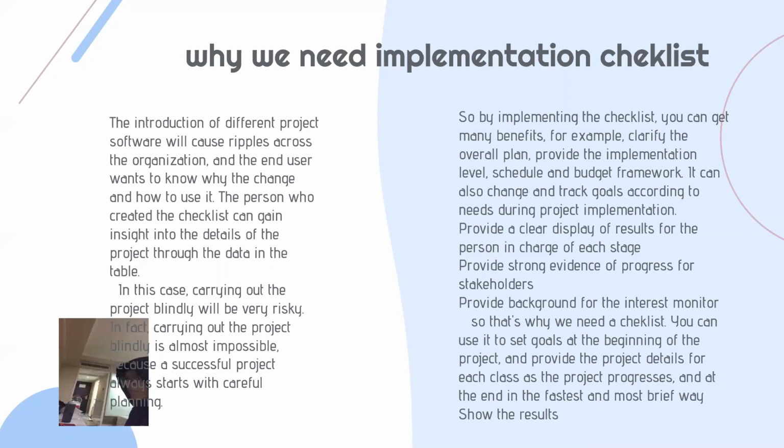So by implementing the checklist, you can get many benefits. For example, clarify the overall plan, provide the implementation level, secure the budget framework. It can also change and check goals according to needs during project implementation, provide a clear display of results for the person in charge of each stage, provide strong evidence of progress for stakeholders, provide background for the interest monitor. So that's why we need a checklist.